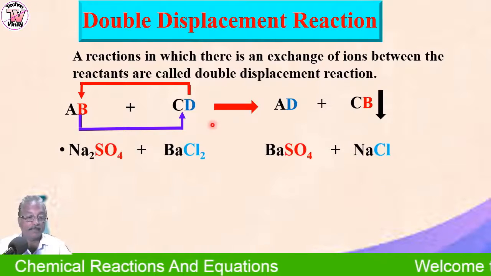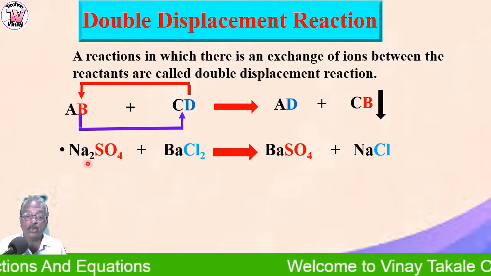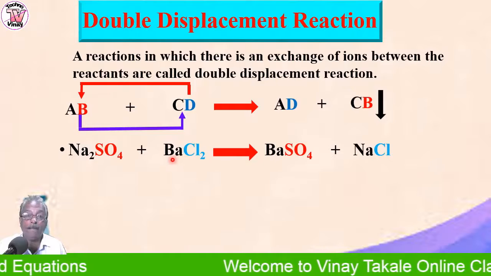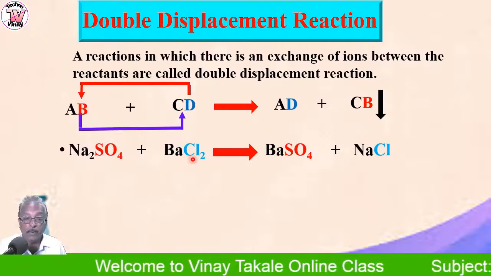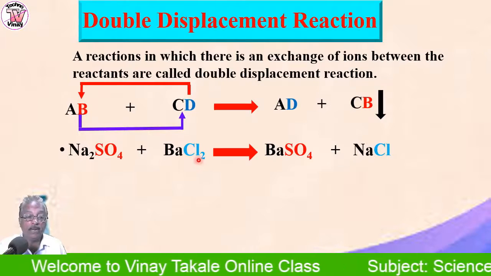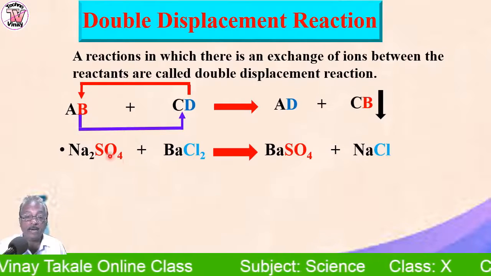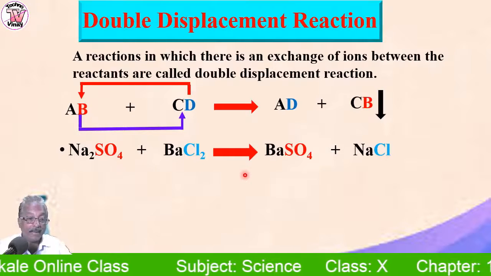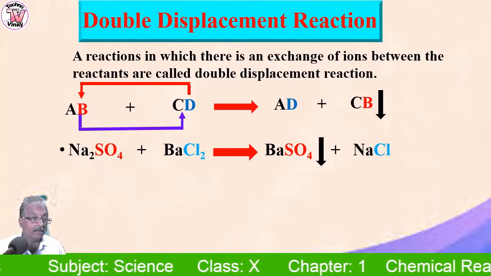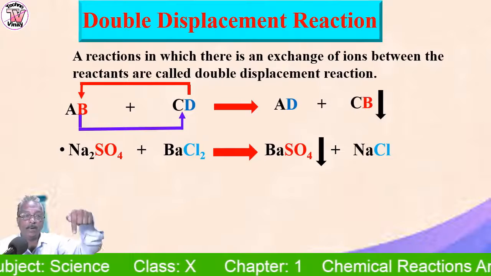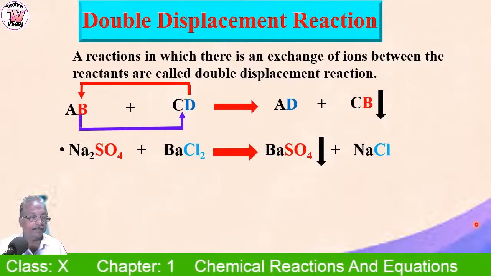We'll take one more example, sodium sulfate, Na2SO4, when it is reacted with BaCl2, that is barium chloride. Here I've shown with a red color and a blue color, there will be exchange of ions. Chlorine will combine with sodium to form sodium chloride, and sulfate will combine with barium to form a white precipitate of barium sulfate. The arrow pointing in a downward direction is a precipitate. Since it is heavy, it will settle down.